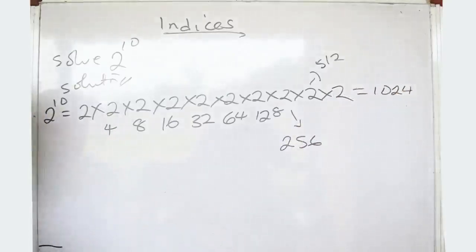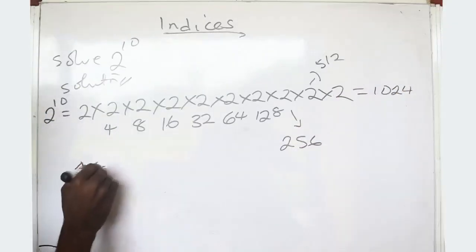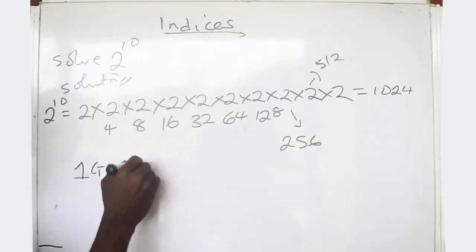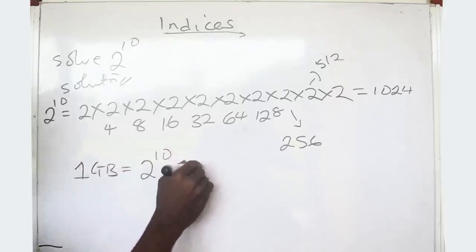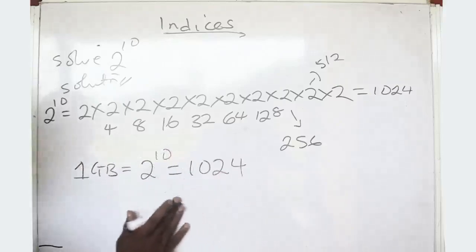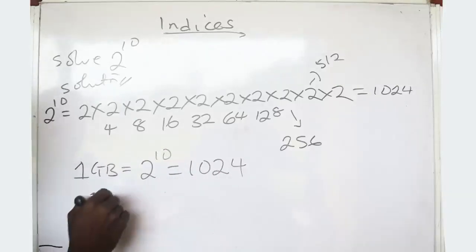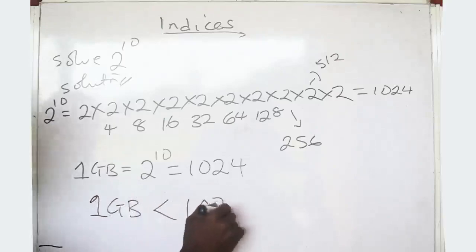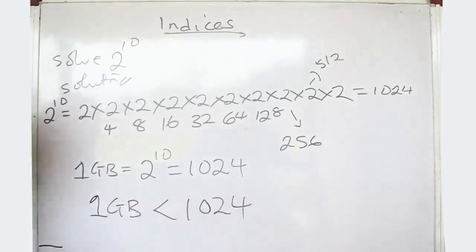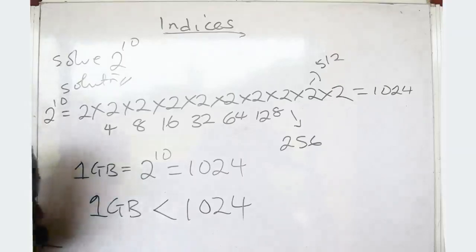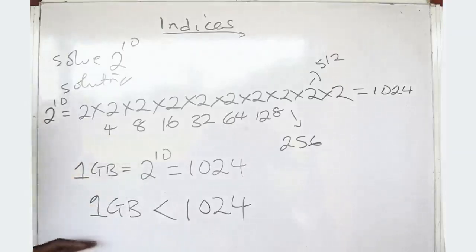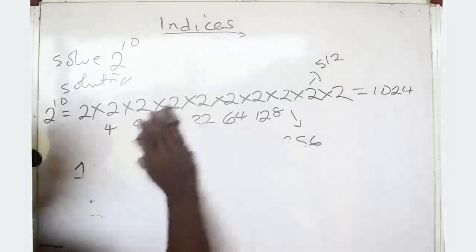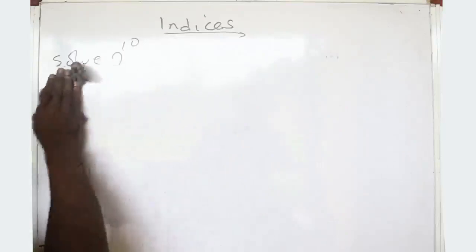That's why most of you, when you check 1 gig, 1 gig is the same thing as 2 raised to the power 10, which is 1024. But when you open your memory card, you see that the so-called memory card that is 1 gig will be less than 1024. You begin to wonder what these people have done to us in terms of this. So 1 gigabyte is 2 raised to the power 10. Alright, so let me clean this and get back to what we were doing.